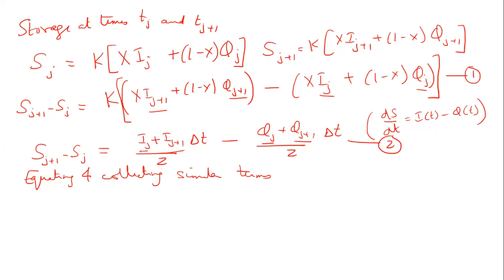So if I collect them all on one side, I can write it like this: qj plus 1 equal to c1 times ij plus 1 plus c2 times ij plus c3 times qj. Now the c1, c2, c3, well, I'll just write out what those are.